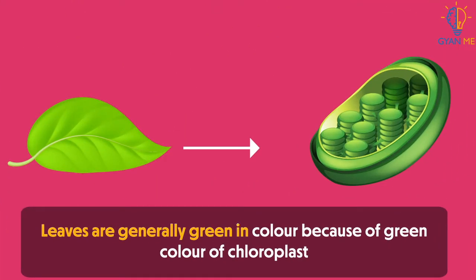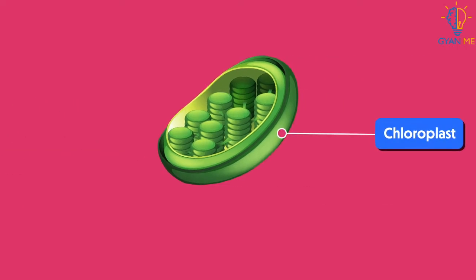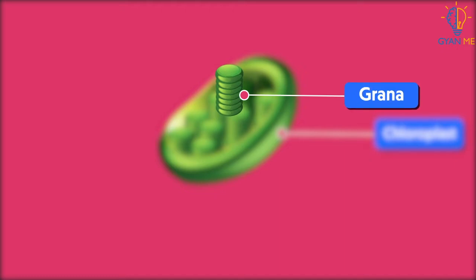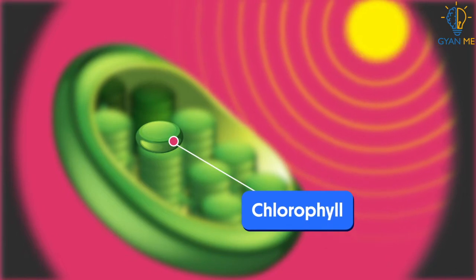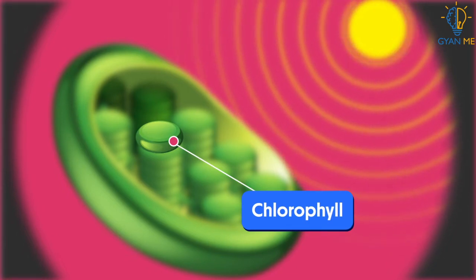Students, we already know that leaves are also generally green in color because of green color of chloroplast. These chloroplasts have stack-like structures called grana. These grana are nothing but just membranous structures having special protein molecule called chlorophyll. These chlorophyll absorbs sunlight required for photosynthesis.